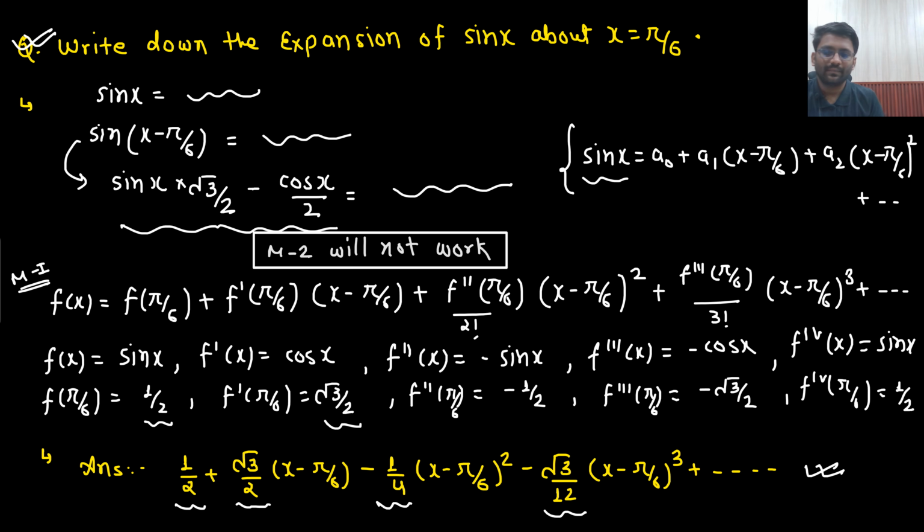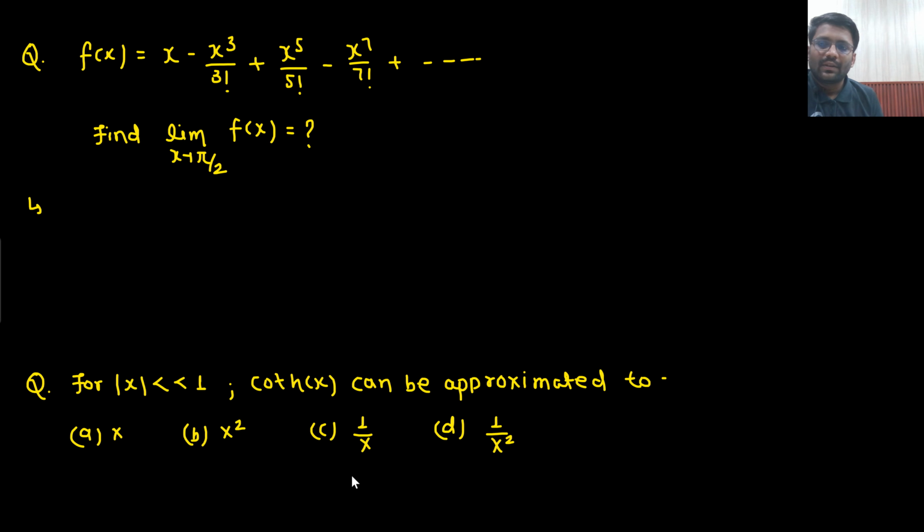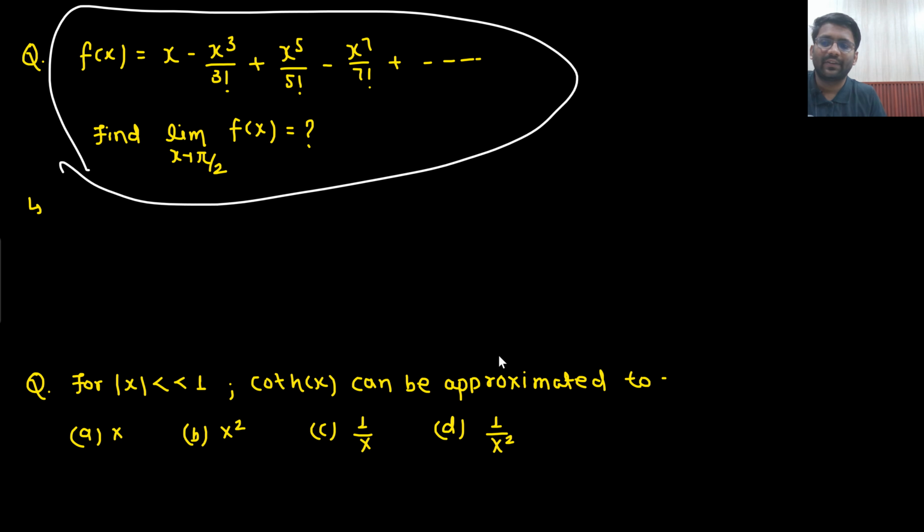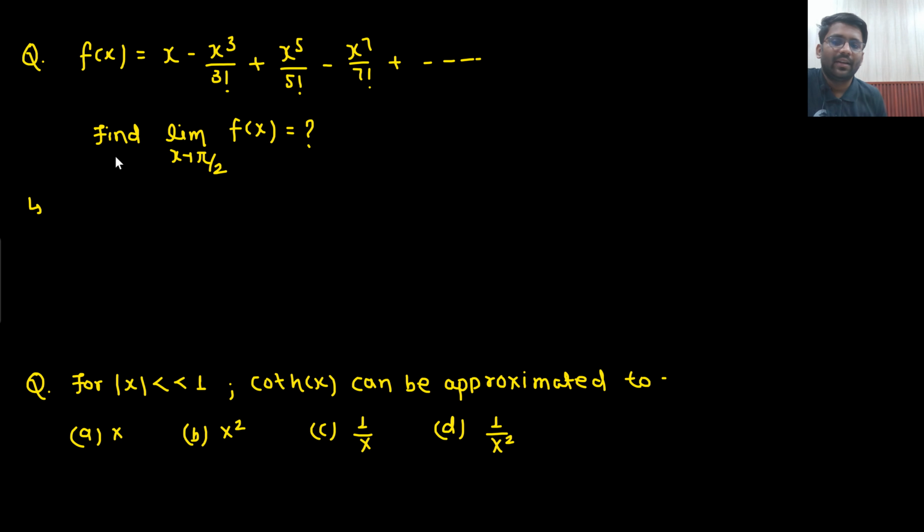In place of writing down the answer, I am simply telling that the sin x about x minus pi by 6 could be replaced in this manner. Is that understandable to you? Okay. In the examination, they are directly asking this question that, sir, f x is given in this manner, find the limit x tending to pi by 2 of f x.